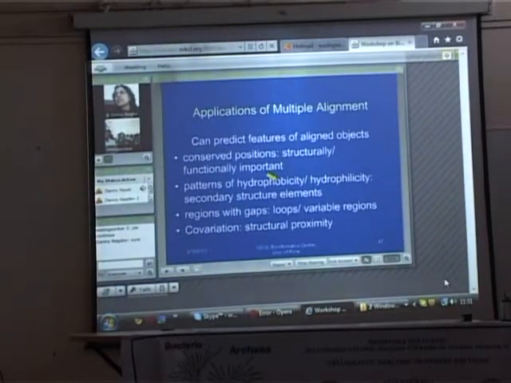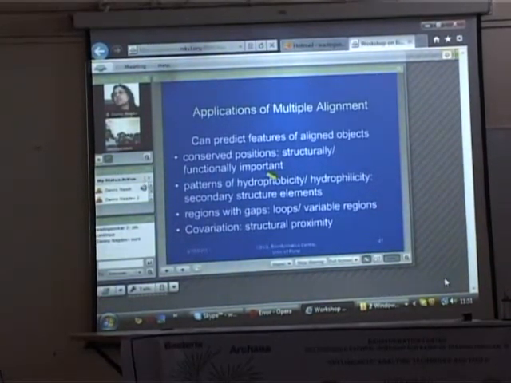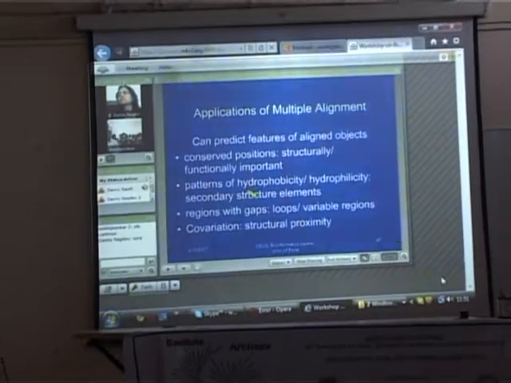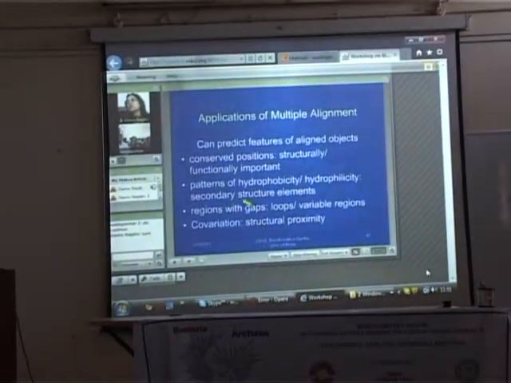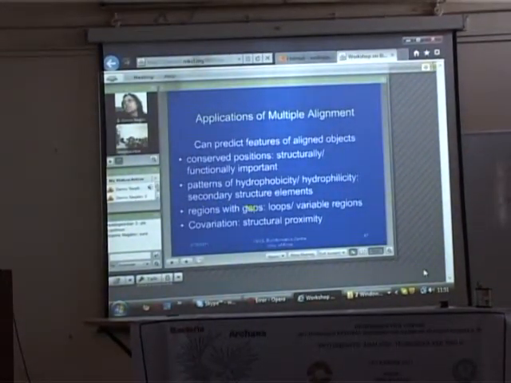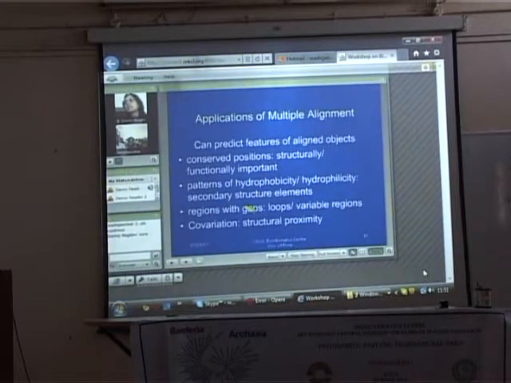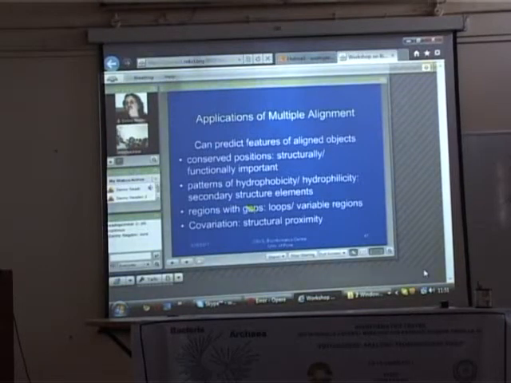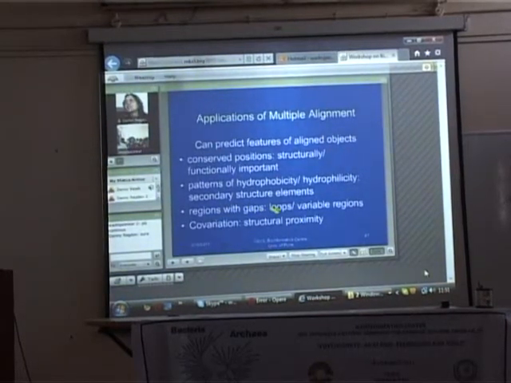So you can predict secondary structures, you can predict tertiary structures, and such clues which you get from MSA are very important in these methods. Again, those regions where you have the gaps in the alignment indicate the positions where you have the loops in the structure and variable regions, like the regions which you find in the antibodies, for example.